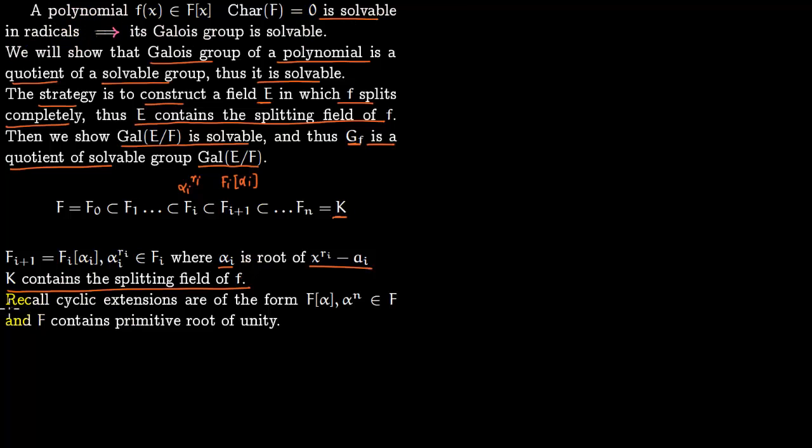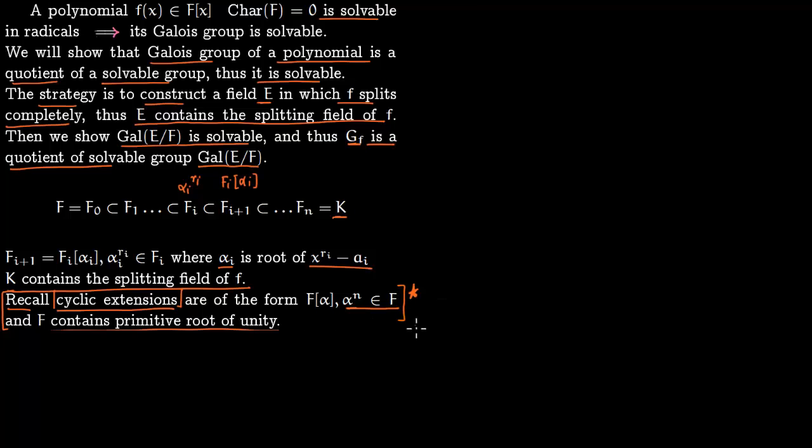So again, recall our most important step is the cyclic extensions, which make everything possible. So cyclic extensions are of the form F(alpha), where alpha to the power of n is in F, and F also contains the primitive nth root of unity. So this is what makes things possible. This is extremely important to remember.